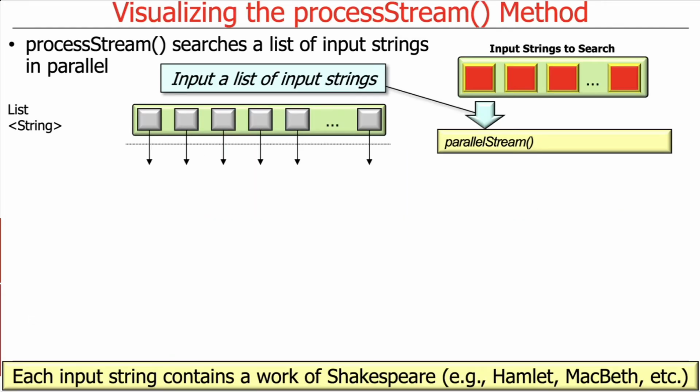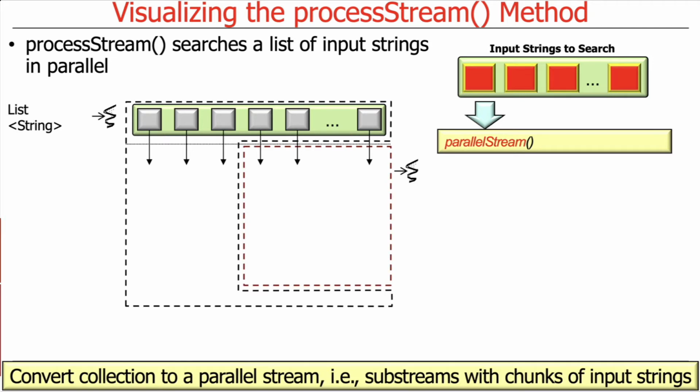So let's visualize this and see what's going on. This will be the processStream method, and we'll look at that one first. It searches a list of input strings in parallel, where the input strings are the works of Shakespeare. You're given a list of input strings to the processStream method, and it will convert the collection, which is an array list of works of Shakespeare, into a parallel stream. So you'll have substreams with chunks of input strings.